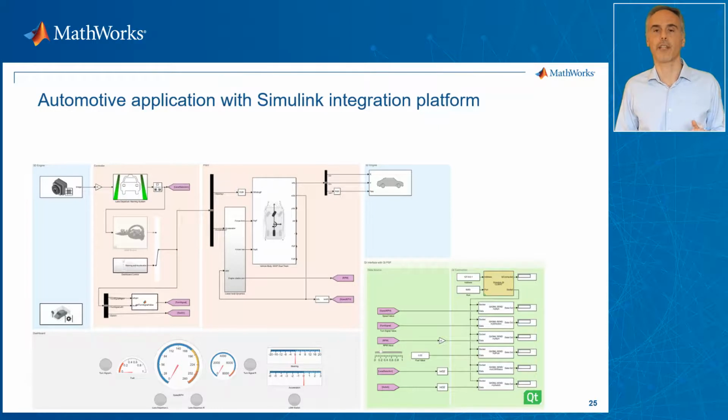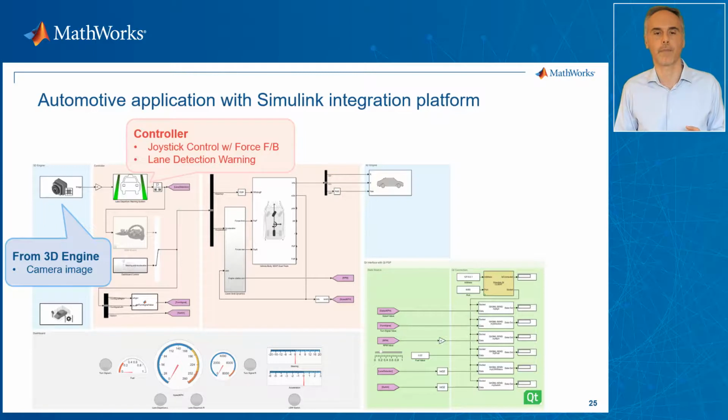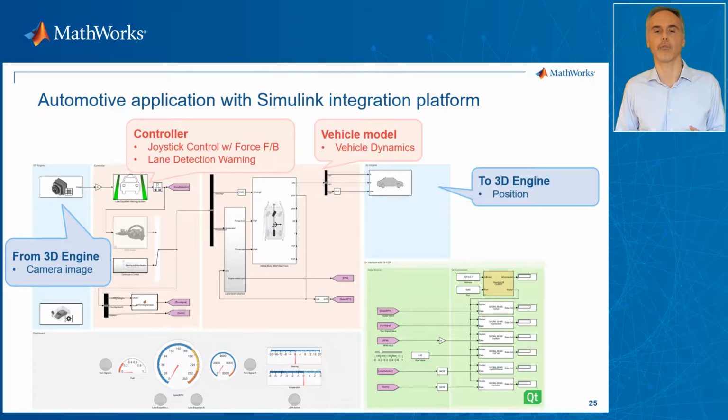And if you are curious, this is how the model looks. You have this blue block that acquires the road image from the Unreal Engine and feeds it into the main controller, the first red block. The controller block performs image processing, handles the steering signals, and detects the lane change to issue the lane departure warning. The other red block is the vehicle model that calculates the vehicle speed and the position that are sent to the Unreal Engine and to the dashboard. The green blocks on the bottom right are used to collect the vehicle information from the other blocks and send it to the Qt dashboard.